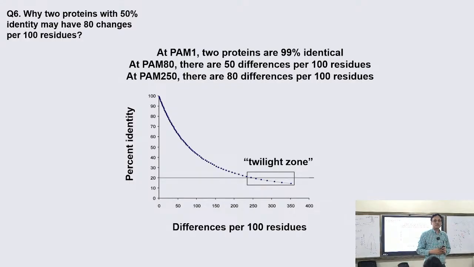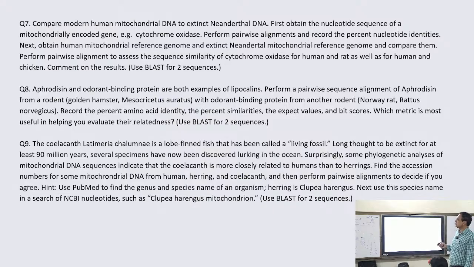When you include all these factors, they represent unobserved changes. When you align, what you observe, you report. But there are changes that cannot be observed. They happened in the course of evolution, and when you align, you cannot infer them. There are models that can help infer those changes. Because of that, you have 50% identity, even though 80 changes happened over 100 residues. Clear? Okay, let's try to do maybe one or two of these questions.